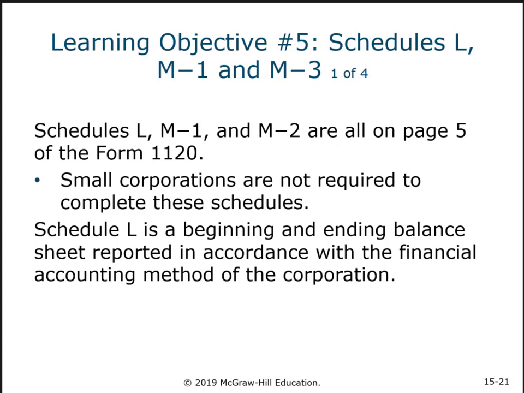So there are some unique parts of the Form 1120. There's Schedule L, M-1, and M-2. Schedule L applies to bigger corporations. Smaller corporations don't have to do this, but it's always a good idea to be able to complete these to make sure that you've included everything you should on the tax return. Schedule L is simply a beginning and ending balance sheet, just to show the assets, liabilities, and equity of the corporation at the beginning of the year and the end of the year.